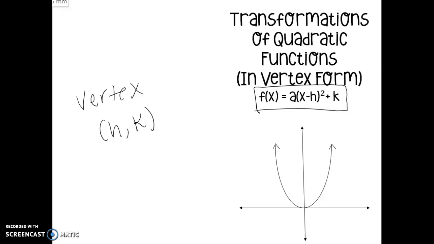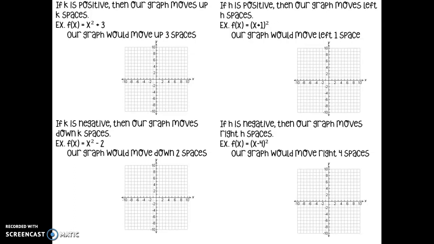Our parent function always starts at the origin at (0, 0). But our graph can move from there. It can move up, it can move down, it can move left or right, it can get thinner or wider. So let's look at our first transformation.